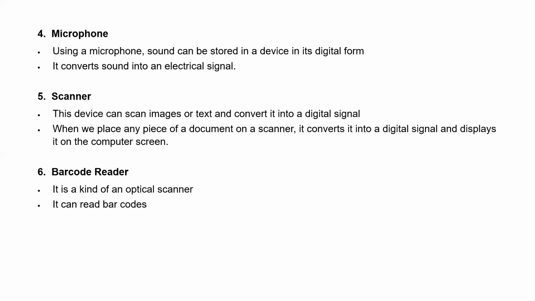The next is the scanner. This can scan an image or text and convert it into digital signals. When we place a document on a scanner, it converts it into a digital signal and displays it on the computer screen. The next input device is the barcode reader. It is a kind of optical scanner. It can read barcodes. Probably it is used to read the barcodes of books in libraries, or to read the prices of various goods in shops.